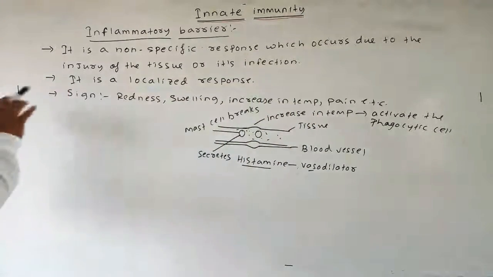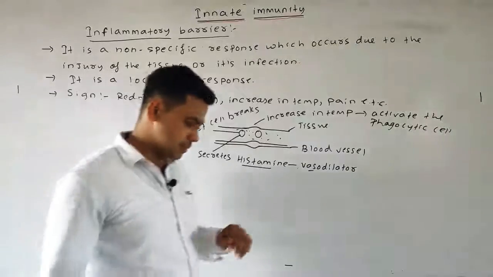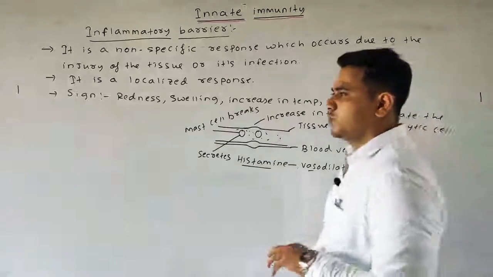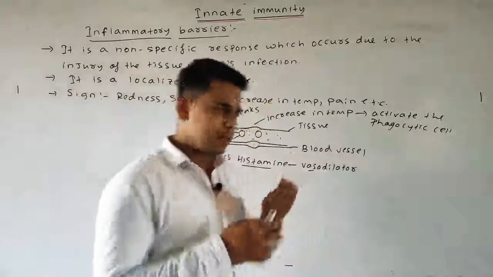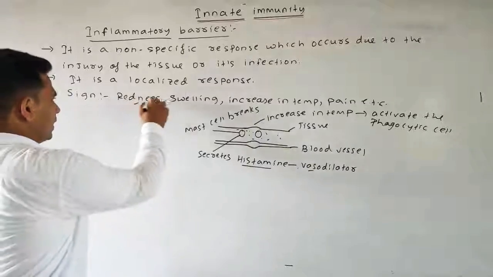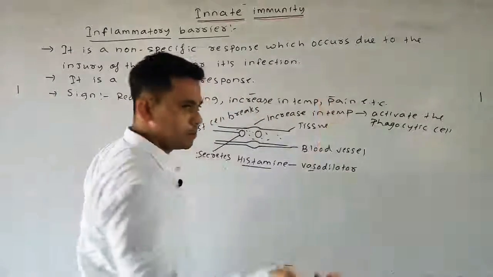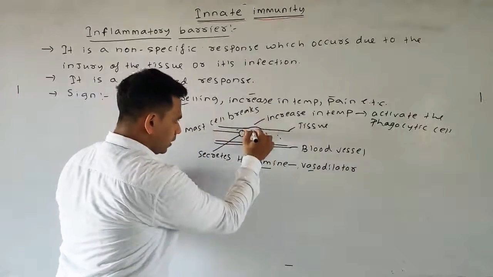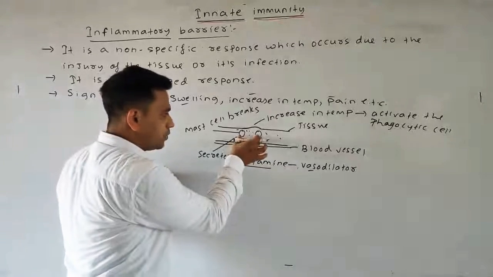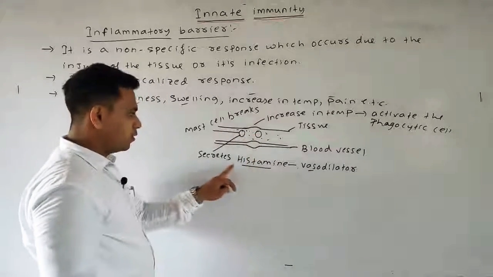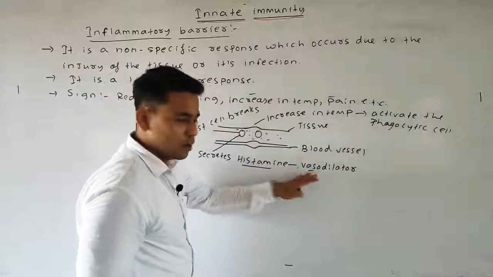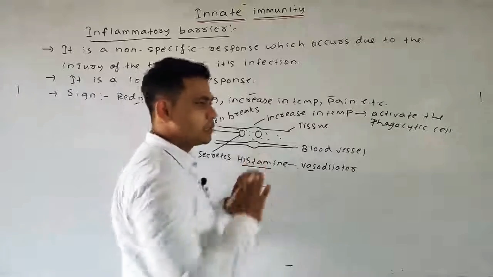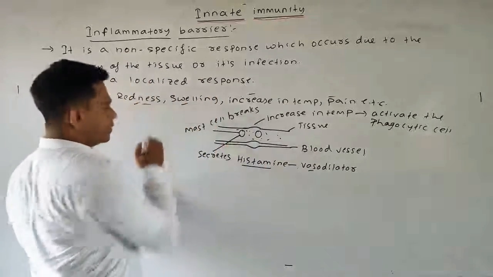So the inflammatory barrier we discussed is a non-specific response occurring due to tissue injury or its infection. It is a localized response, meaning it is confined to only one area. Various signs are seen: firstly the redness, the swelling, the increase in temperature, and obviously the pain. Concept means this is a tissue. If in this portion the tissue injury takes place, the mast cells present in the tissue will break down, which secretes histamine, which acts as a vasodilator. As it is a vasodilator, it helps in dilating the blood vessel, by which the blood flow increases, and the redness is seen.